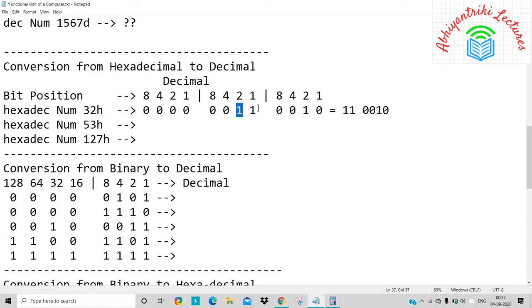Now the positions are 1, 2, 4, 8, 16, 32. This is 32, right? 32 plus 16 is 48. 48 plus 2 is 50. So the answer is 50D. So the decimal equivalent of 32H is 50D. That is the meaning. Let us check this.